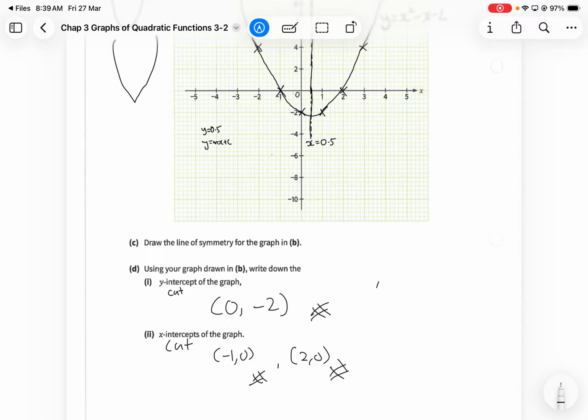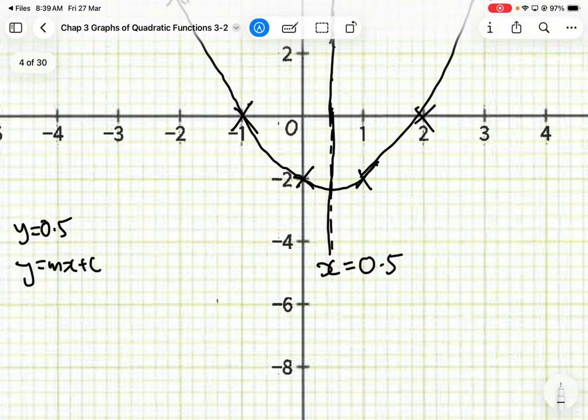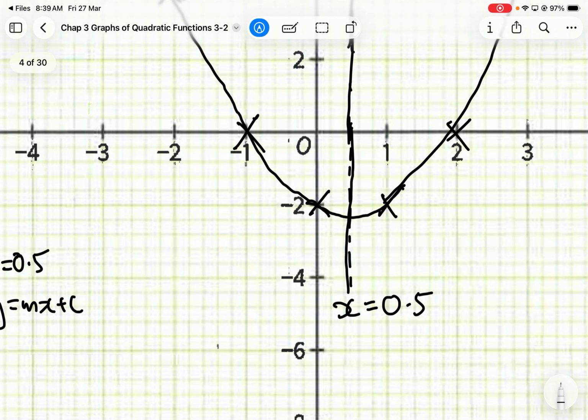Like that. No. The bottom. The bottom must be rounded. You see, the bottom must be rounded. Cannot just join together. Okay?